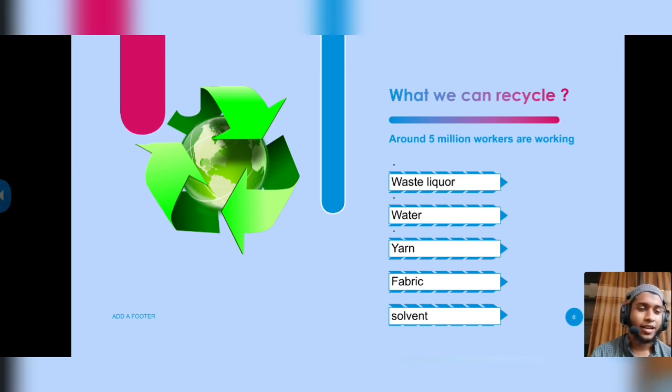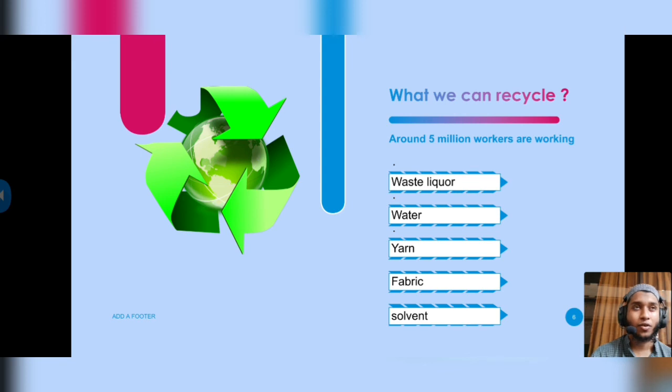Then yarn, not in Bangladesh but in China we find that they are recycling yarn, and I think this recycled yarn is used in denims. Then fabric, we can also recycle this fabric. We can make this fabric into fiber form. Then we can also produce yarn and then fabric, then apparel products.